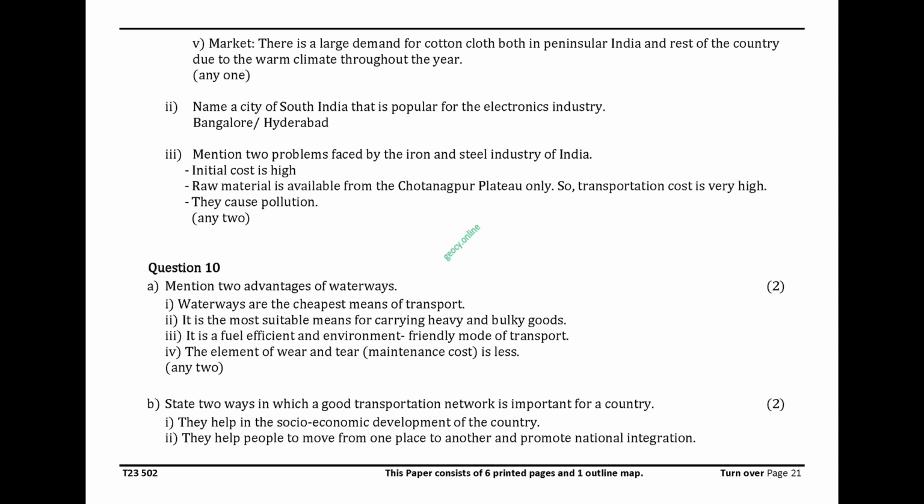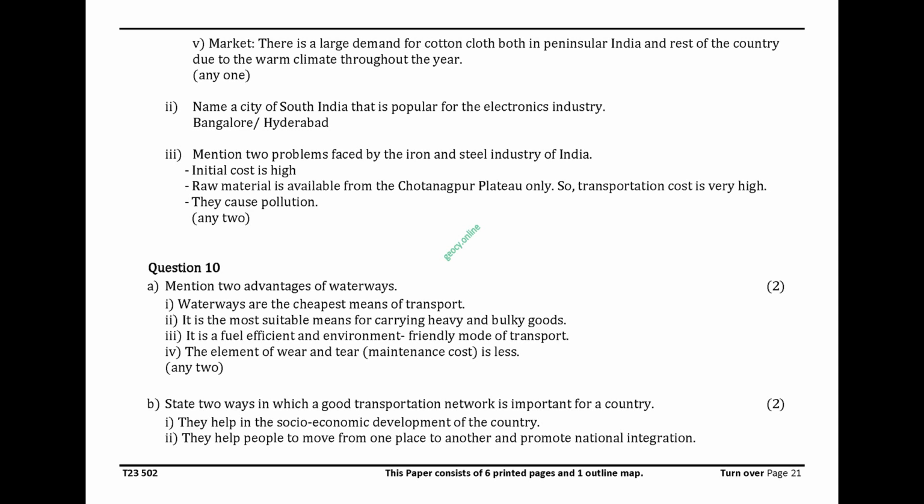Question 10. Mention two advantages of waterways. Waterways are the cheapest means of transport. It is the most suitable means for carrying heavy and bulky goods. It is a fuel-efficient and environment-friendly mode of transport. The element of wear and tear, maintenance cost, is less. Any two?